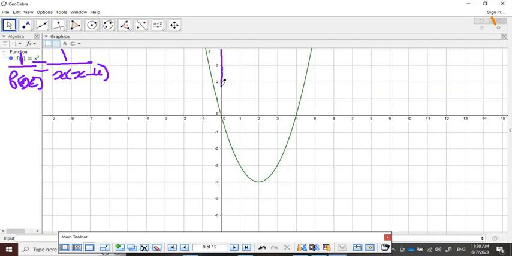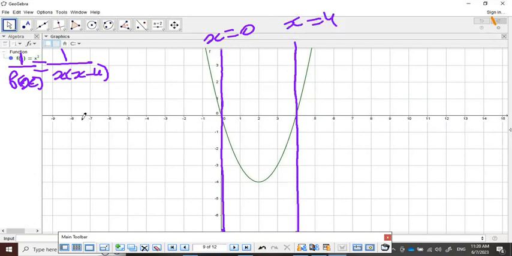X equal to 0, it means it's y prime or y. So this is my first vertical asymptote. What is my second vertical asymptote? It's x equal to 4. Excellent. And I have a horizontal asymptote. What is my horizontal asymptote? It's y equal to 0.